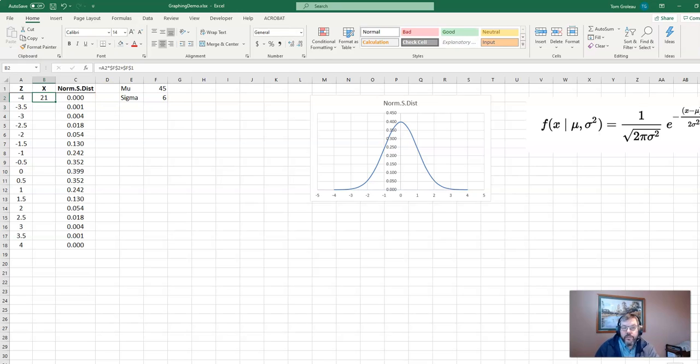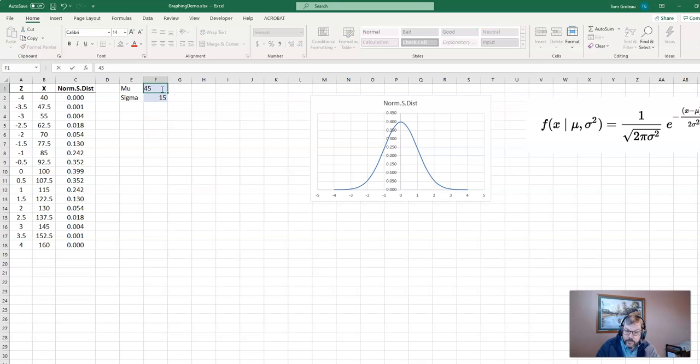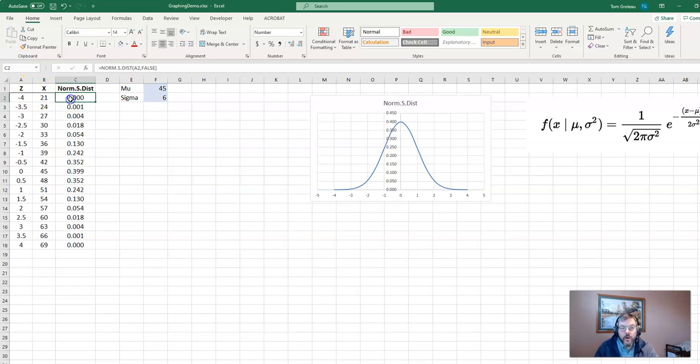So in this case, 4 standard deviations below the mean is 21. 4 standard deviations above the mean is 69. The mean, 0 standard deviations from the mean, is 45. Now this is going to work no matter what goes in here. These just became my inputs. So I could do a different distribution, and I'm going to get 4 standard deviations below to 4 standard deviations above. I'll go back to the 45 and 6 for now. And I no longer want to use the norm.s.dist. I want to use just the norm.dist.